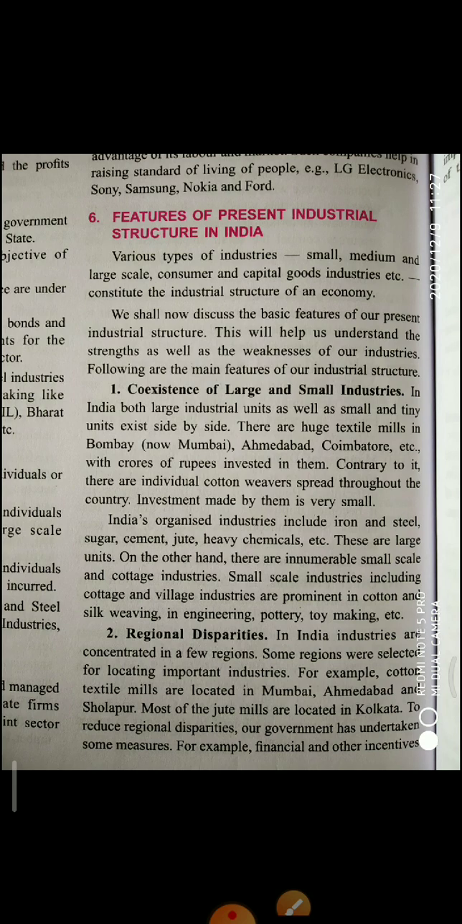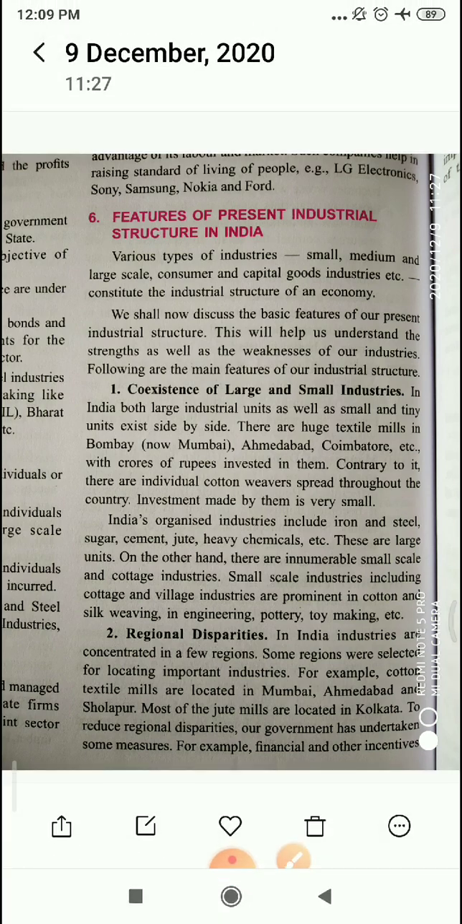Small scale industries, including cottage and village industries, are prominent in cotton and silk weaving, in engineering, pottery, toy making, etc. Regional disparities. In India, industries are concentrated in a few regions. Some regions were selected for locating important industries. For example, cotton textile mills are located in Mumbai, Ahmedabad and Solapur. Most of the jute mills are located in Kolkata. To reduce regional disparities, our government has undertaken some measures.